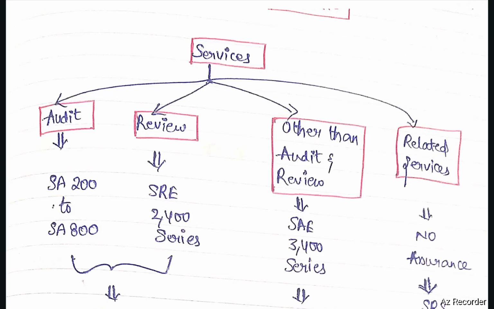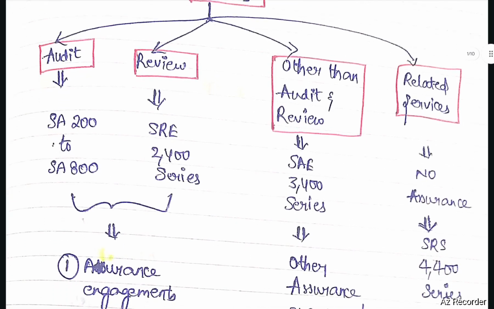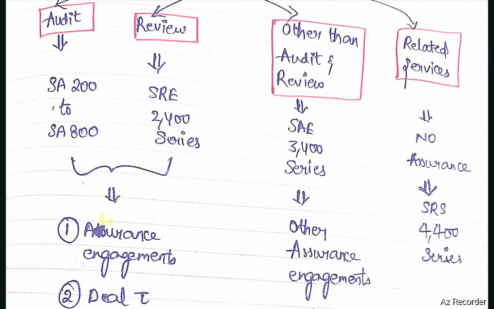Engagement services. Engagement services are of four types: audit, review, other than audit and review, related services. For audit, SA 202, SA 800 is applicable. For review, SRE 2400 series applies. For other than audit and review, SAE 3400 series applies. For related services, SRS 4400 series applies.